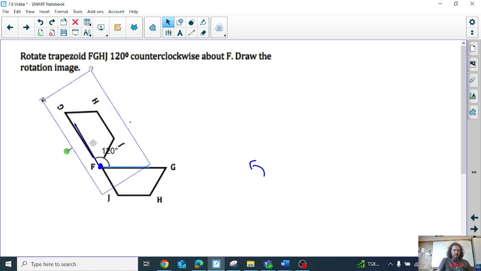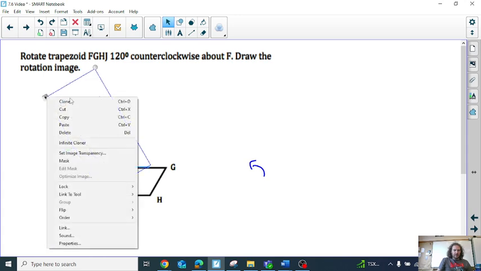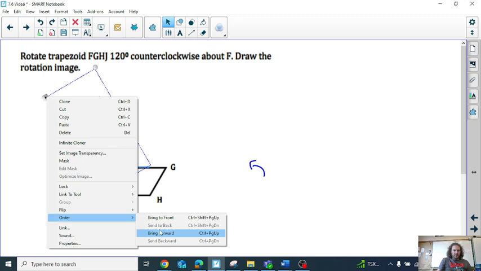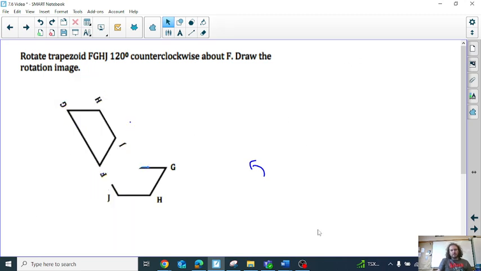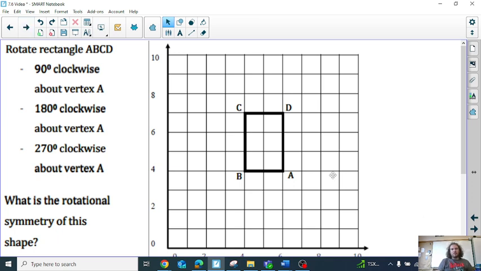Making sure that F doesn't actually move, right? So there we go. I should have a new shape that looks something like this. Okay, so one last question here.